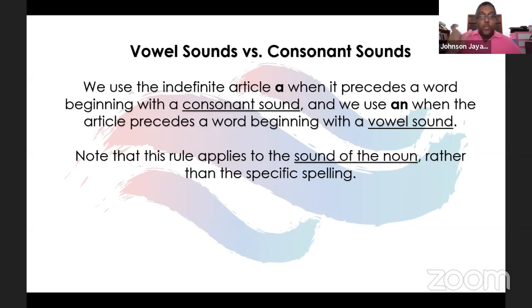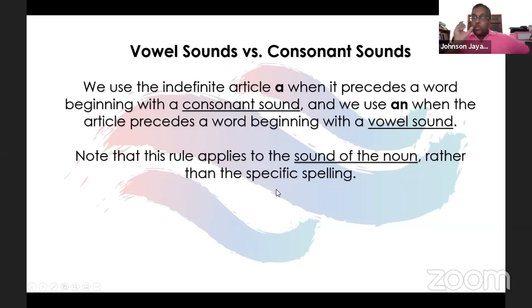So we are not going to be looking at the spelling, we are going to look at the sound of the first word, or the first letter of that word. Okay, so that's what we need to decide whether we are going to be using "a" or "an". So if it has a vowel sound, we're going to be using "an". Note that this rule applies to the sound of the noun rather than the specific spelling.